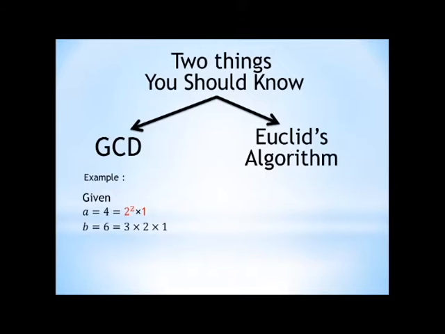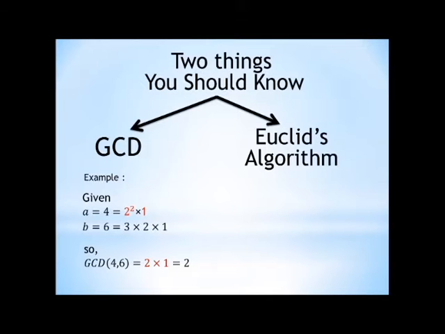For the GCD, given two numbers A and B, A is 4 and the common factors are 2 times 2 times 1, and B is 6 and the common factors are 3 times 2 times 1. The GCD of these two numbers is 2.